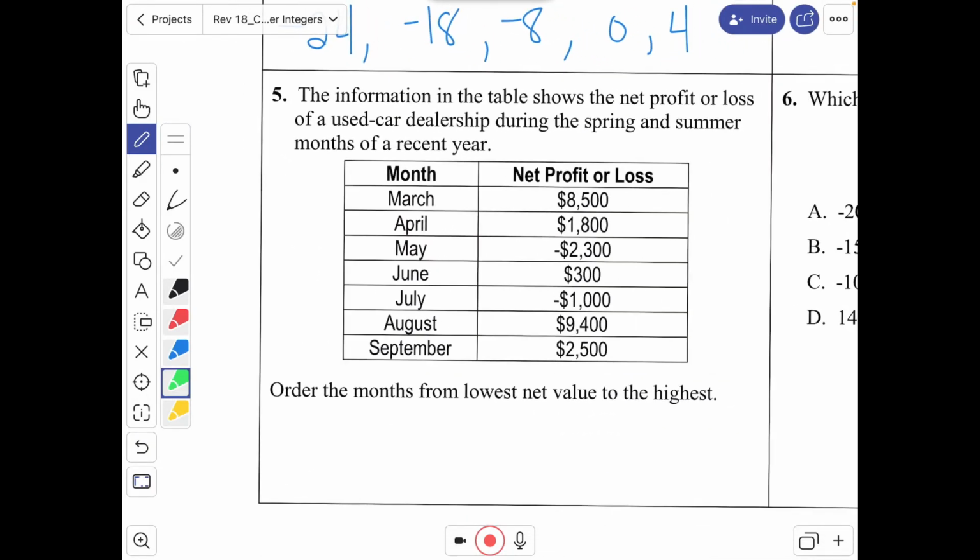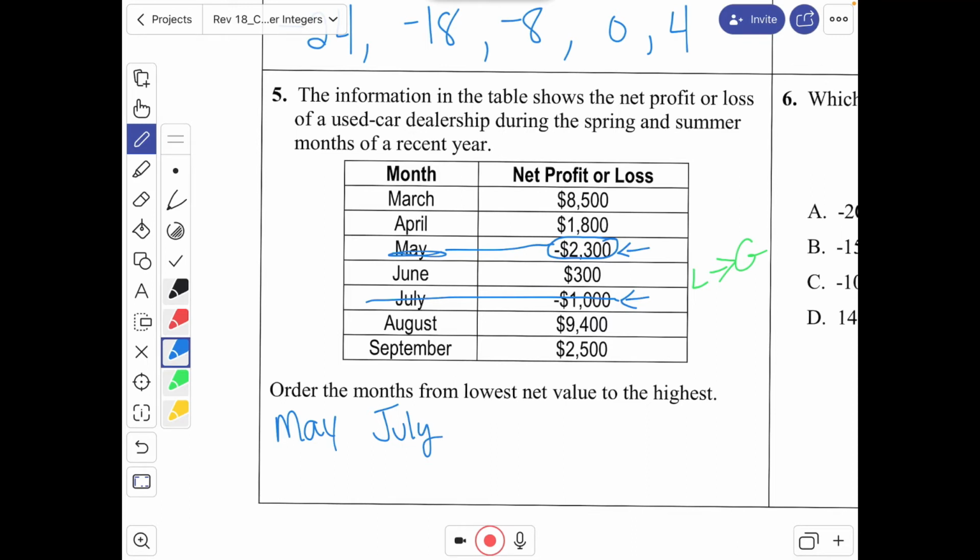Number 5. The information in the table shows the net profit or loss of a used car dealership during the spring and summer months of a recent year. Order the months from lowest net value to highest. So from least to greatest. Remember, least is going to be one of the negative numbers. Since negatives go backwards, it would be that one, which was May. It said to list the months, so we're going to list May. So then the next one would be July.